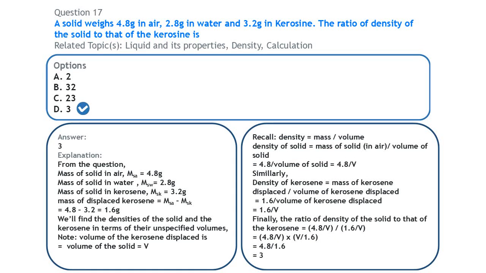So now recall that density is given as the mass of the object over its volume. So the density of the solid is going to be the mass of the solid divided by its volume, and that will be equal to the mass, which is 4.8, the mass of the solid in air, over its volume, which is denoted as V. So we have the density of the solid to be 4.8 over V, while the density of the kerosene is going to be the mass of the kerosene displaced, that is 1.6, which we got from here, divided by the volume of the kerosene displaced, which is V.